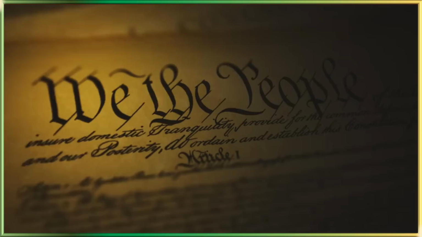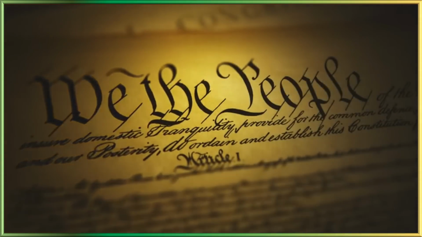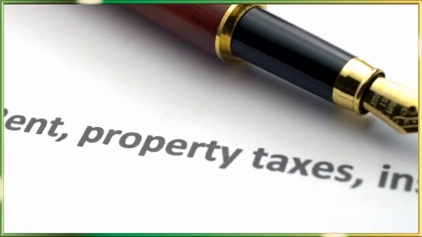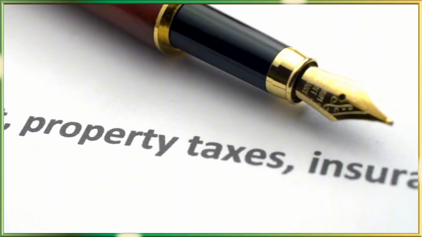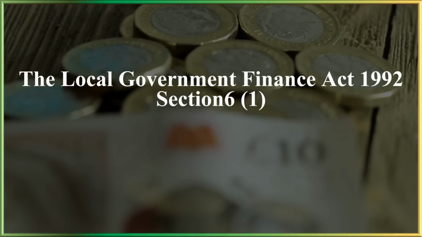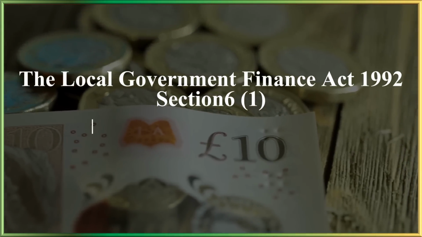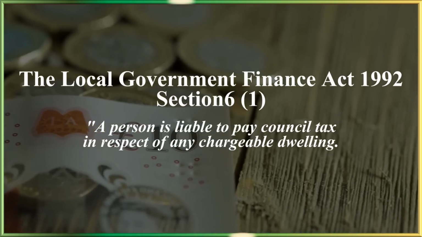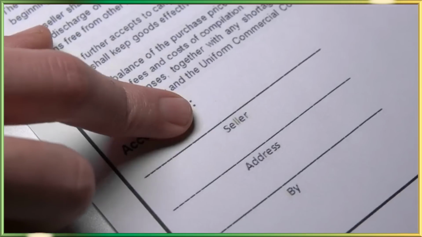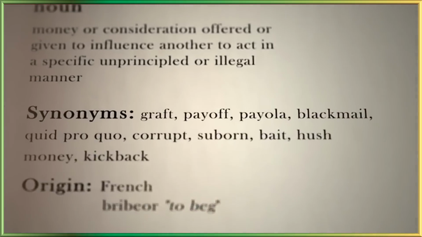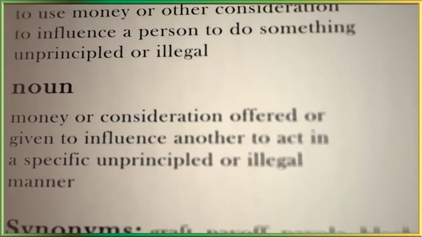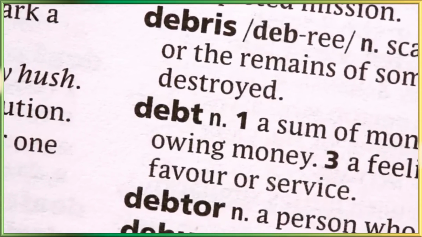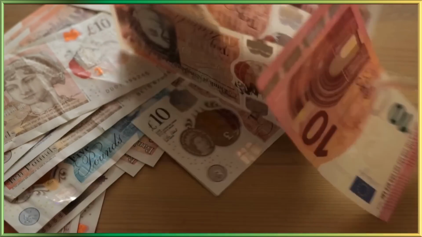The Local Government Finance Act 1992 is clear. It creates a liability to pay council tax for those occupying or owning property. Section 6, subsection 1 of the Act states, a person is liable to pay council tax in respect of any chargeable dwelling. This is a statutory liability, a legal obligation to pay, but nowhere does the Act define that liability as a debt, and it does not grant any new enforcement power that overrides constitutional protections.